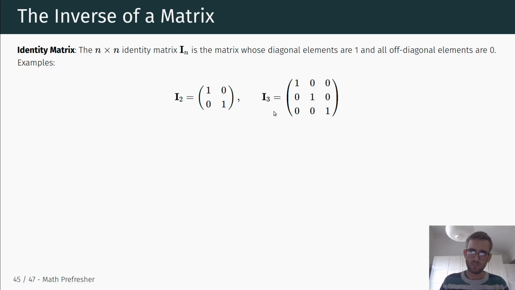It plays a similar role as a one in scalar algebra with scalar numbers, because if we multiply the identity matrix by another matrix, then the result is the same matrix.